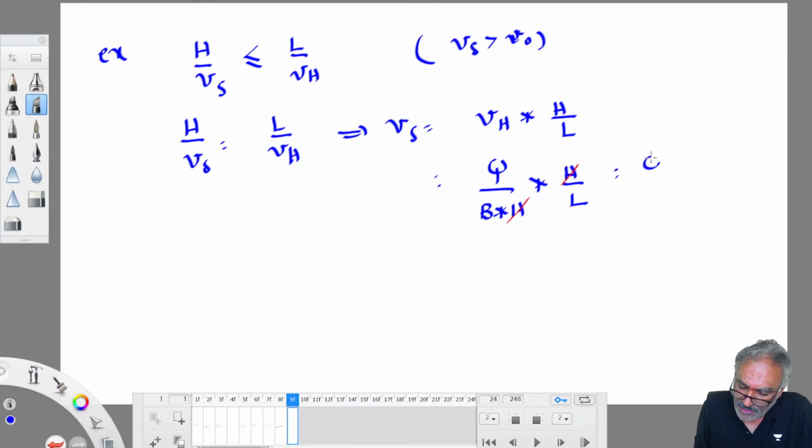So what influences particle removal? Q into L into B. What is Q into L into B? Q by surface area. What is Q by surface area? Nothing but Vs. This is nothing but Vs.